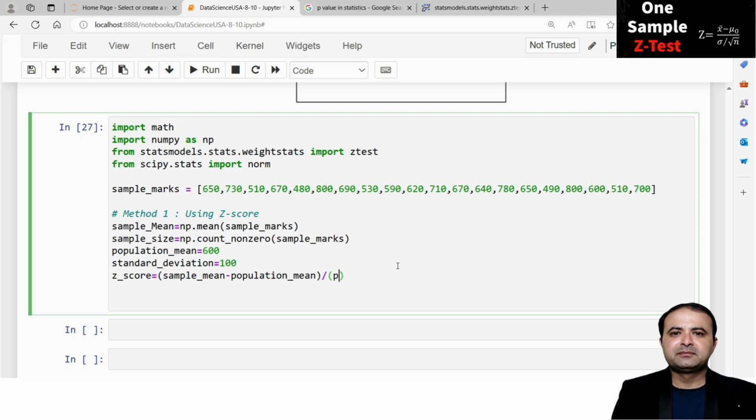Population standard deviation, like standard deviation, and you can also give the small name SD. If the name is very lengthy, you can use the small name like SD for standard deviation. But for more clarity, you can use this one.